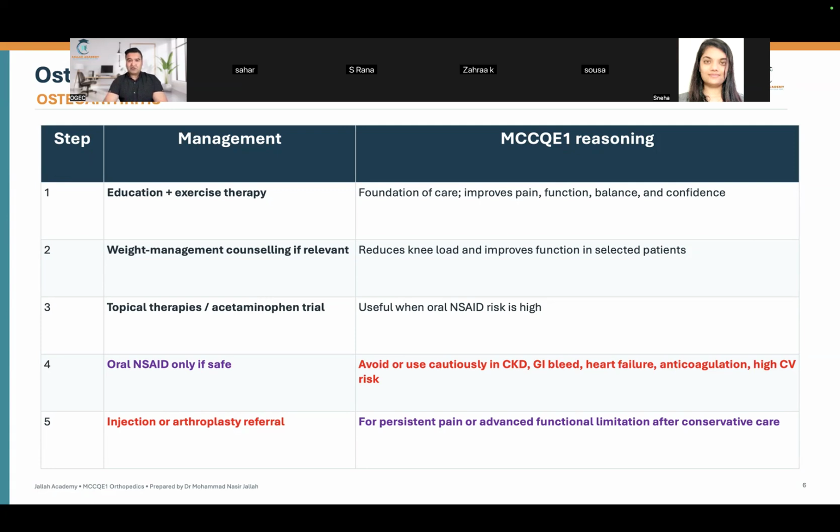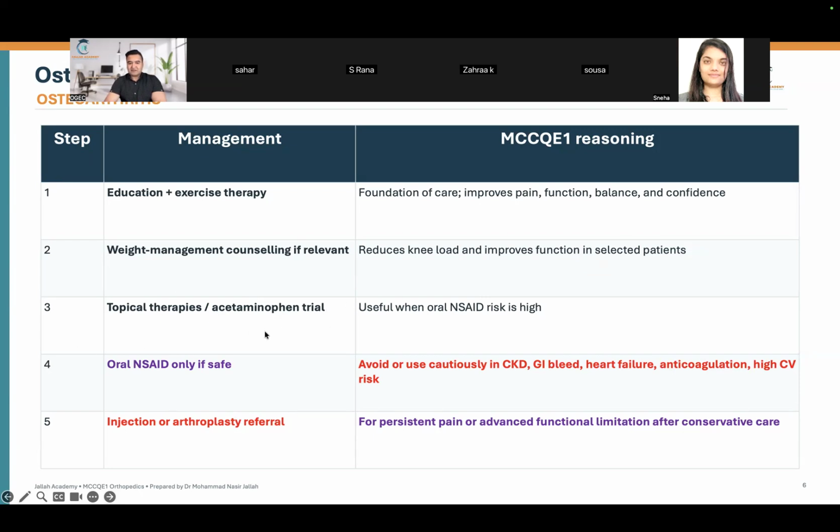If you notice, I mentioned before that usually people with osteoarthritis are obese, but it can happen to somebody who is fit. So if it is relevant, it means if your patient is obese, then you have to counsel him on losing weight. But if the patient is fit, then you don't have to waste your time. This is what it means. Reduce knee pain, knee load, and improves function in selected patients.